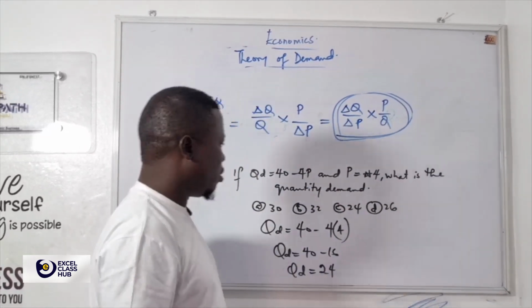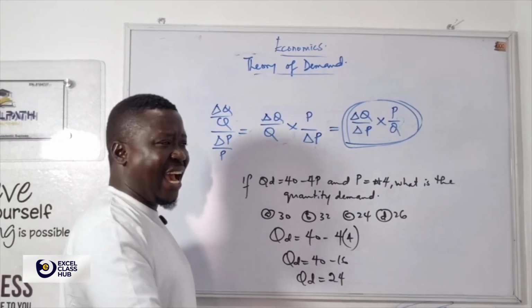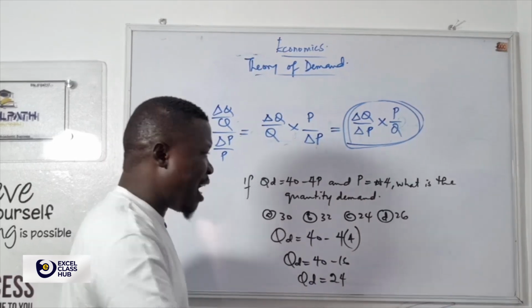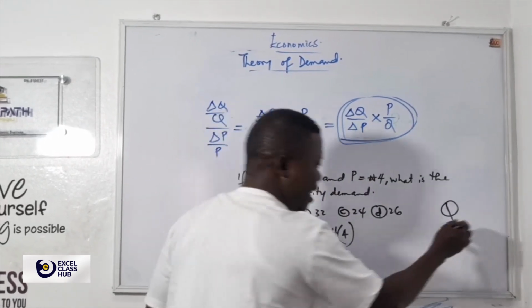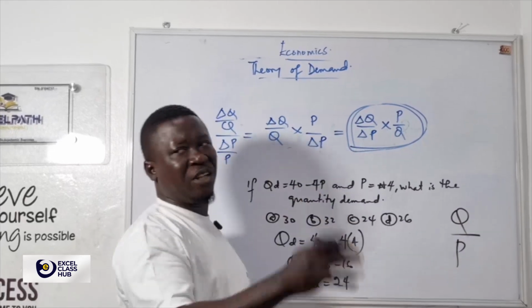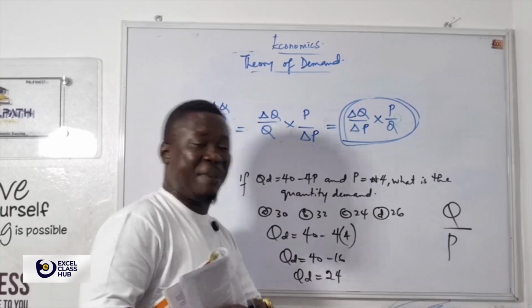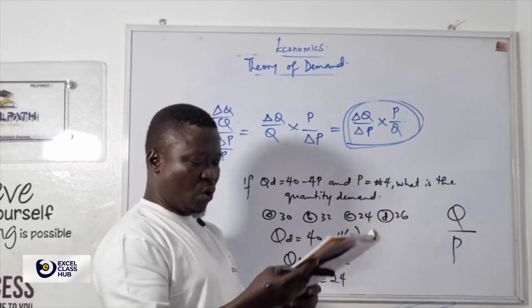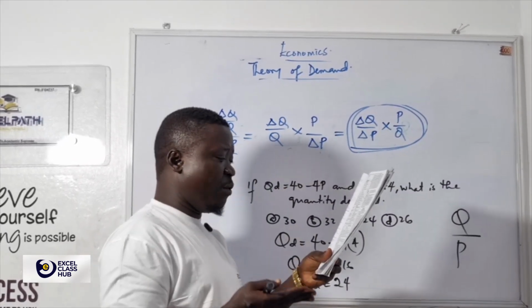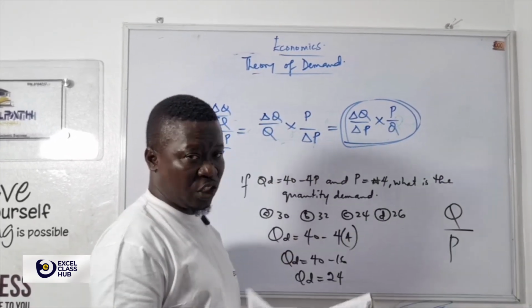That's the first thing that will come into your mind. What are you going to do? Any of the options that have Q on top and P down is part of the answer. I'm not saying it's the answer, it's part of the answer. Automatically, the formula is quantity over price. So look at everything. Option A is the correct option.